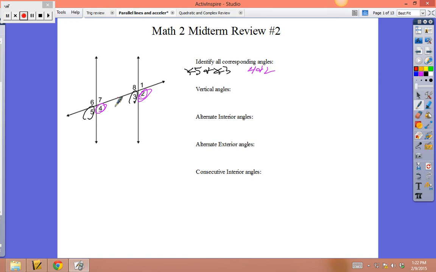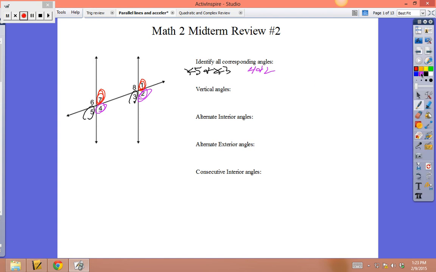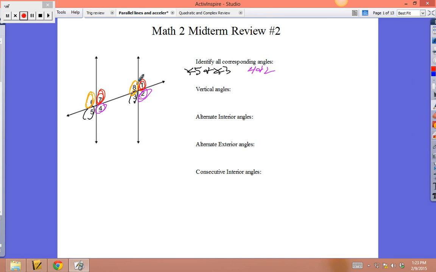Alright, third pair. Now I'm not even writing them, I'm just going to circle them and color code them. So 1 and 7 are corresponding, they're in the same position, same location, and then your last one would be 6 and 8. So 4 different pairs of corresponding angles.